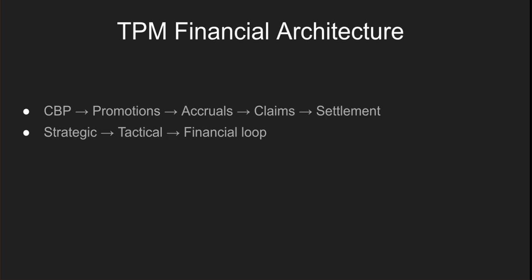Let's talk about TPM financial architecture. This architecture shows the closed loop. The customer business plan defines the ambitions, the promotion gets executed, then accrual forecasts the cost and the claims. After the claim confirmation, ERP does the settlement. That loop keeps the commercial team and financial team aligned.